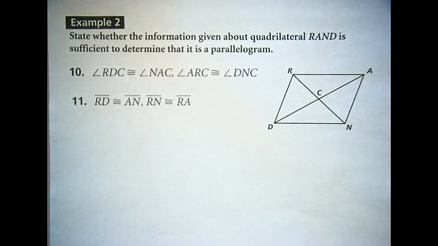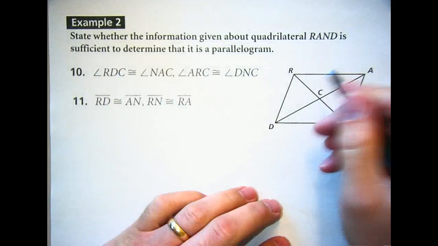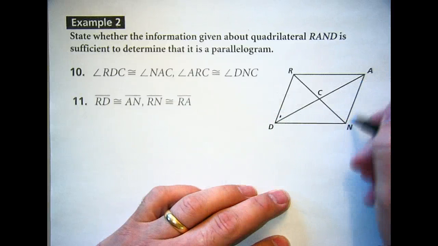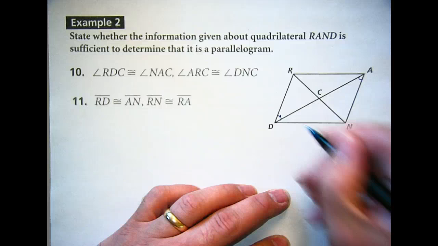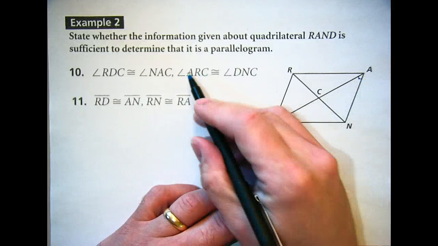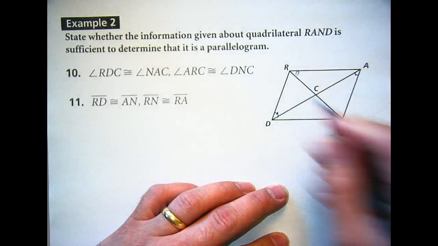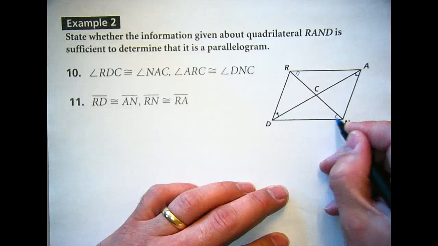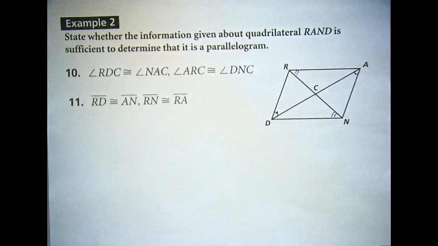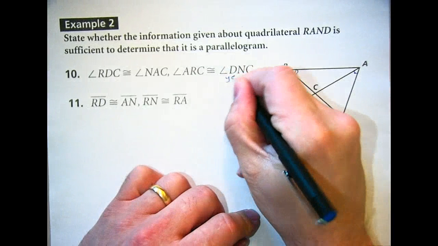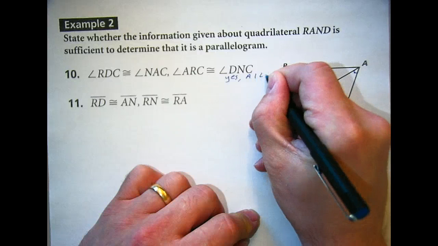All right. Check it out. Number 10. RDC is congruent to NAC, so that guy, and we have those two, and ARC and DNC. Does it give us enough information to prove a parallelogram? Yes. How come? Alternate interior angles. Good.